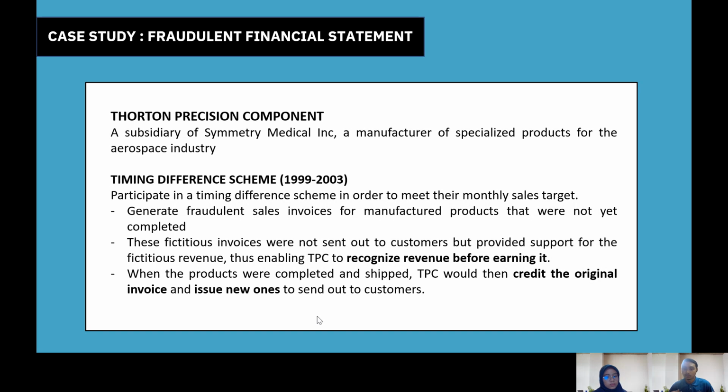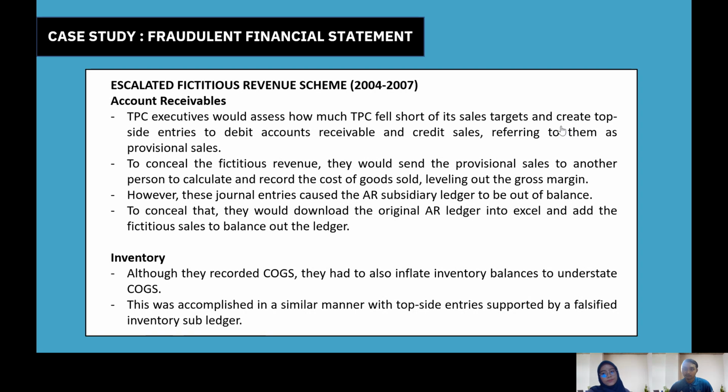Lastly, when the product was completed and shipped, TPC would then credit the original invoice. They credited the original invoice when the product was finished and posted, and issued a new one to send out to the customer. So they made a double entry of invoices. So for continuity, I will pass to Nur Aishah.